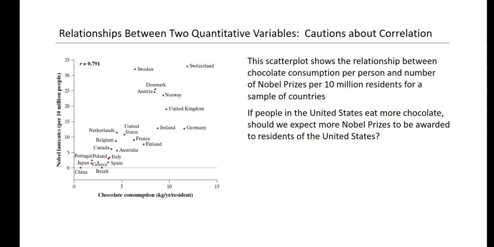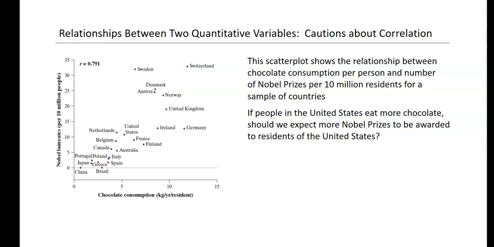The scatter plot shows the relationship between chocolate consumption and number of Nobel Prizes per 10 million residents for a sample of countries. Where's the United States? Kind of in the middle there. Wow, I think we need to eat more chocolate. We would have many more Nobel Prizes, I think. Switzerland evidently is pretty dominant in Nobel Prizes, and they eat a lot of chocolate over there. So maybe we should do that.